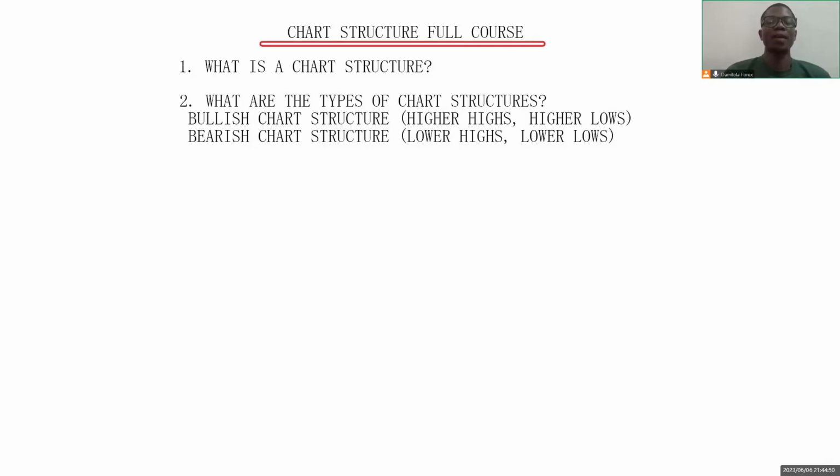Okay, but anytime I'm trading with the correct structure of prices, I can spend so much time in that trade, because I'll just be riding the wave of prices, knowing fully well that I am in the overall structure of prices. If price is on a bullish chart structure, I'll be looking forward to buy, and if price is on a bearish chart structure, I'll be looking forward to sell.